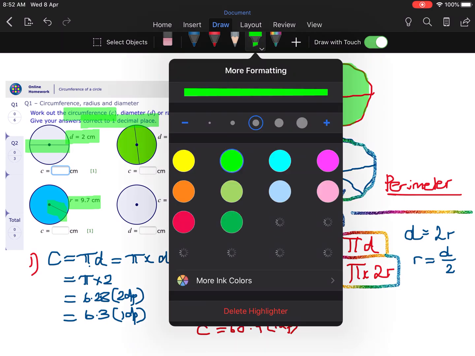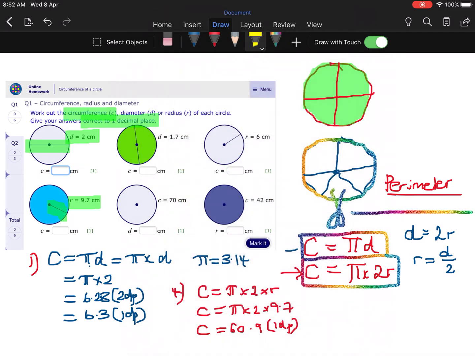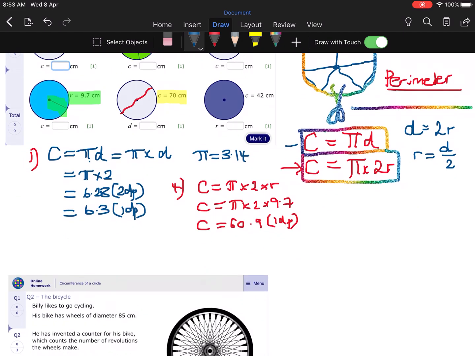Right, let's look at one that's a little bit different, and that is this one, where it doesn't give me the diameter. There is no diameter, but we've got to find it. So it tells us that the circumference is 70, and we've got to calculate what the diameter actually is. So how are we going to do that? If I just scroll down and write number 5, what you've got to know here is a new formula.